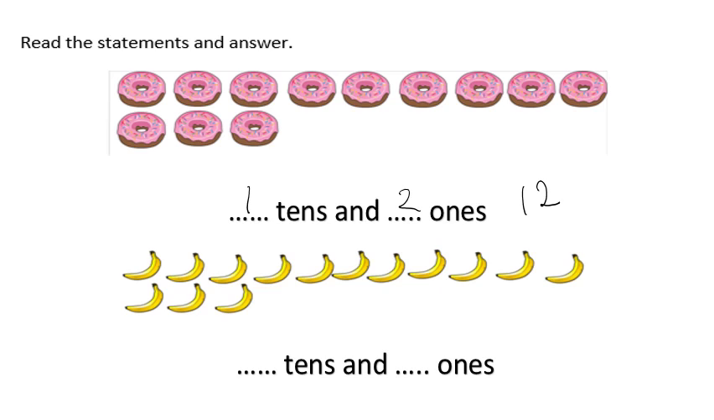Let's see the bananas. How many tens do I have, Ibrahim? 1 10. How many extra ones do I have? 4? Yeah, you're right, 4. Slayla wanted to double check. So how many? 14. I have 14 bananas.